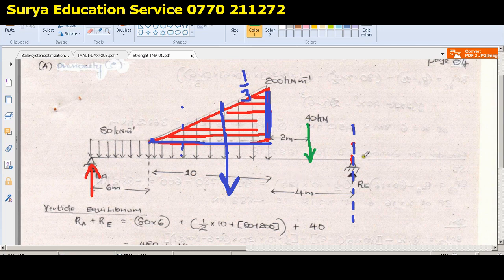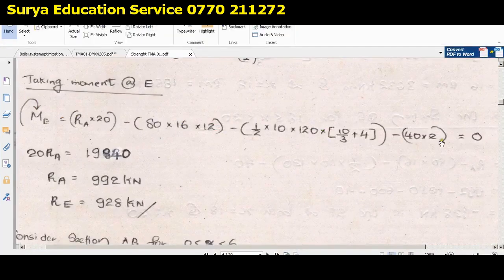And what is the length from here to there? From here to there it is 4. Here to here, because you need to identify the distances, it is 2, that means this length would be 2. So minus 40 into 2 acting here. So minus 40 into 2.